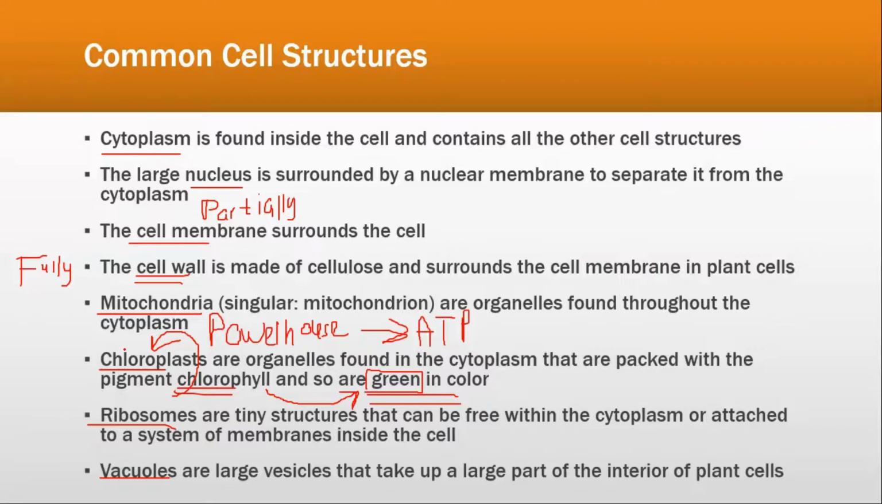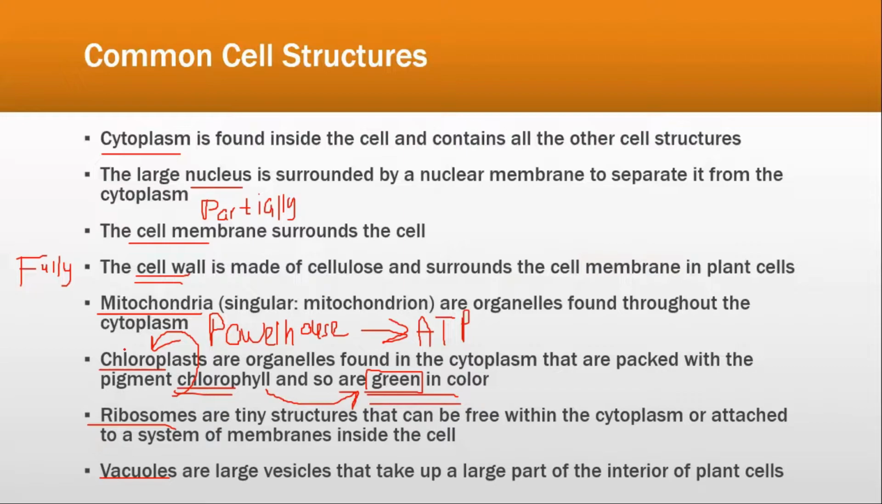Then we have ribosomes. Ribosomes are tiny structures that can be free within the cytoplasm or attached to a system of membranes inside the cell. Ribosomes क्या होते हैं? ये basically protein synthesis. They are responsible for protein synthesis. यहाँ पे आपके पास protein formation होती है. Now, protein, another very important biological molecule when we talk in terms of cells, in terms of muscle tissue and your whole body. Ribosomes are very important tiny structures and they are found also in each and every cell.